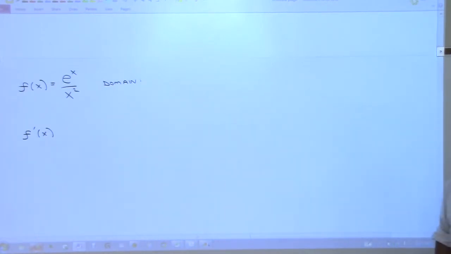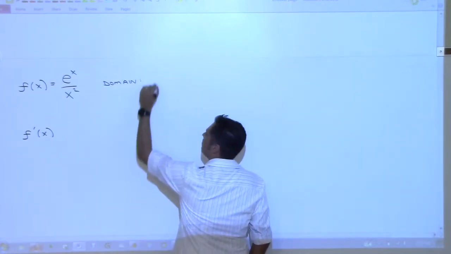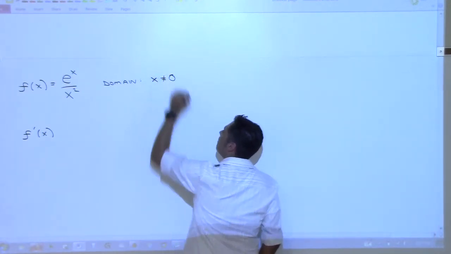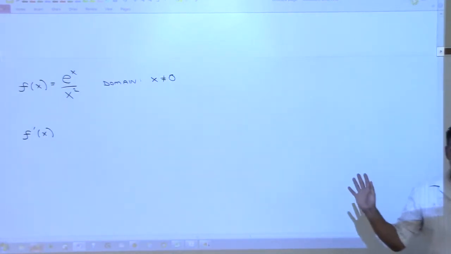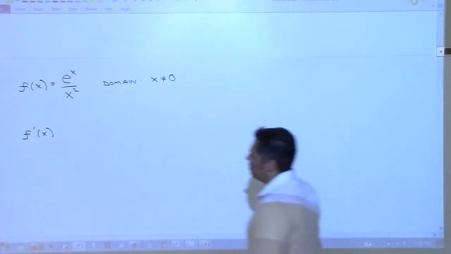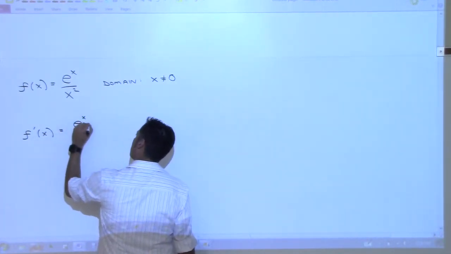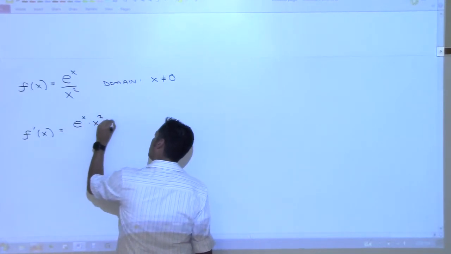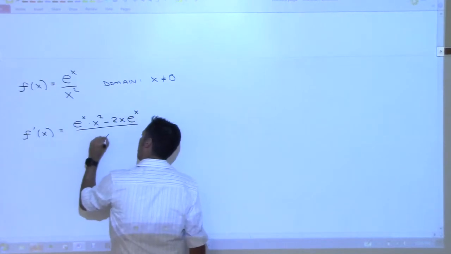Everything except 0. Okay, so instead of telling you what x can be, I'm just going to tell you what x can't be. X can't be 0. So when we draw our picture, we've got to make sure 0 is not in play, all right? So our first derivative is going to be e to the x times x squared minus 2x e to the x, all over x to the 4th.